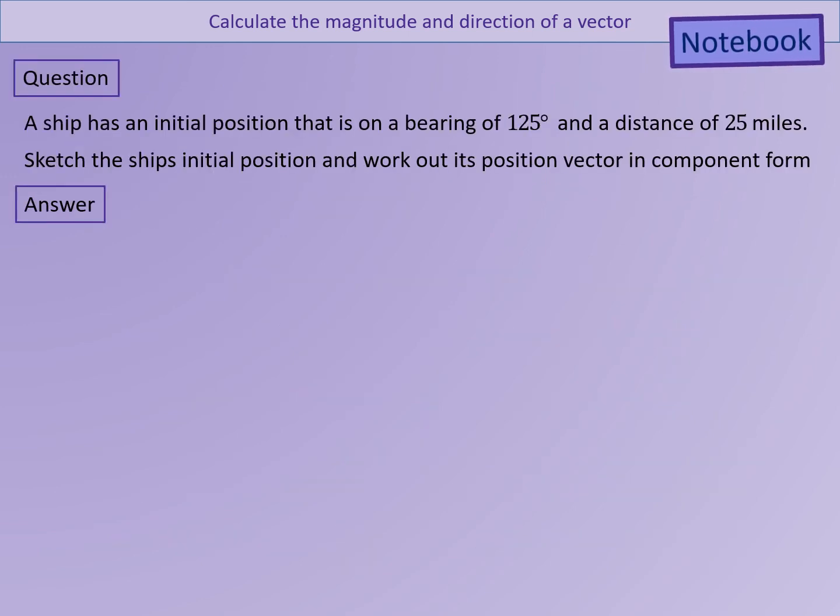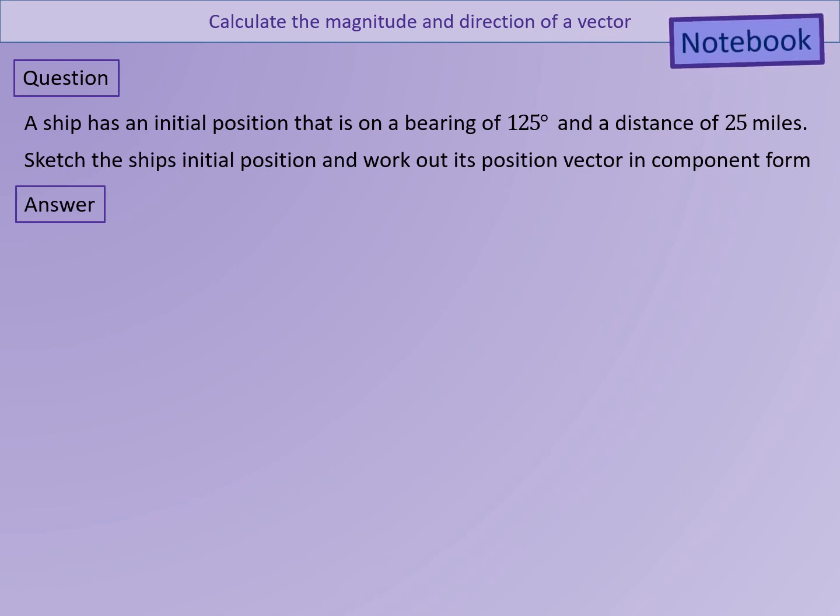Okay, so this is another example for your notebook. This example is including bearings. Now, bearings have a slightly different notation, so just be aware that bearings are measured from the north line. Let's take a look at this now.